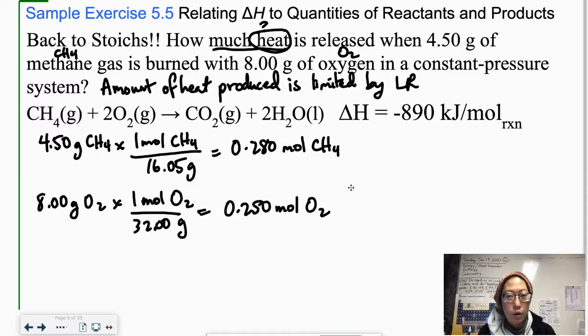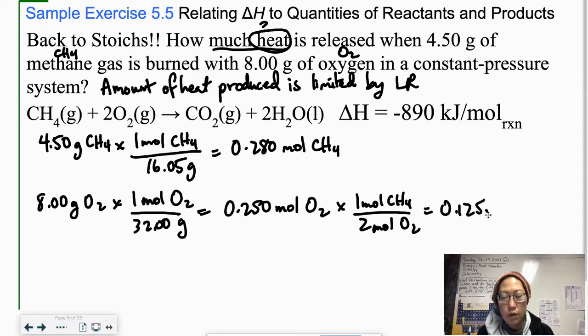And we want to figure out which one of these is the limiting reactant. So let me convert my O2 to CH4, see how much is necessary to react this. So I know that 1 mole CH4 reacts with 2 moles O2. So this will give me 0.125 moles of CH4 to react the O2. And we've got excess of that, right? We've got much more than 0.125. So this is my excess, and my oxygen is my limiting reactant.